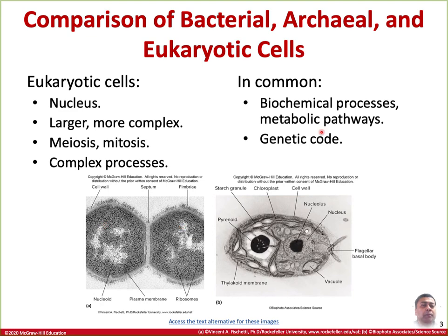So here is some overview of the structures. You can see a cell wall, a nucleoid region. Underneath the cell wall you have a plasma membrane. On the other hand, if you just look at even a protozoal cell, you can see how complex this structure is.